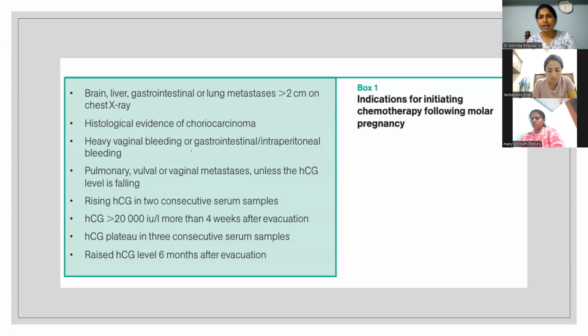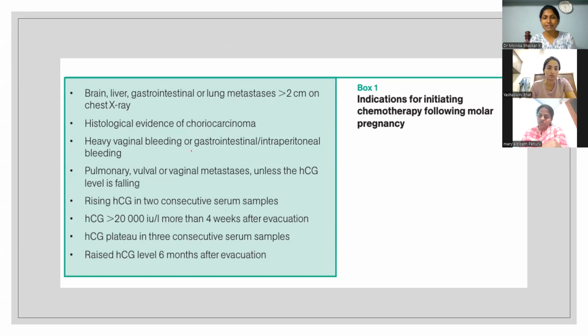Usually if there is GTN with suspected lung, GI, brain or liver metastasis of more than 2 centimeters, or sorry, if there is any metastasis and the lung metastasis is more than 2 centimeters, we have to start chemotherapy. And if you have taken a histopathological examination and it is a choriocarcinoma, then also you have to start chemotherapy. And if there is any heavy vaginal bleeding or any other GI or intraperitoneal bleeding, then also you have to start chemotherapy post evacuation. And any other distant metastasis like pulmonary, vulval or vaginal metastasis, you have to start.